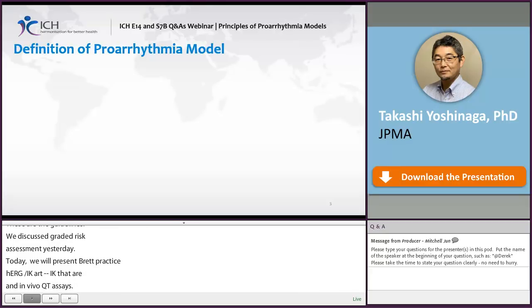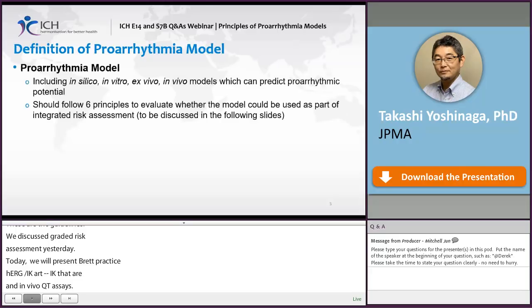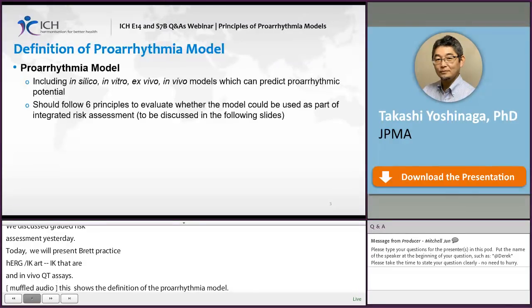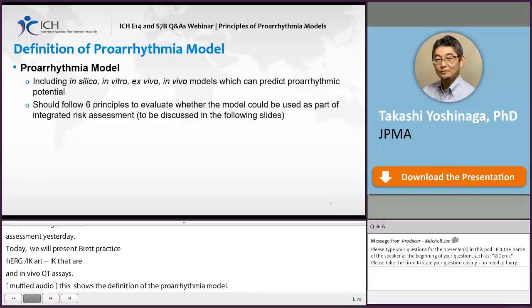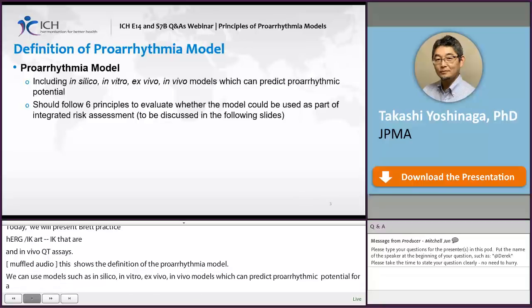This slide shows definition of proarrhythmia model. We can use proarrhythmia models such as in silico, in vitro, ex vivo, and in vivo models, which can predict proarrhythmic potential for drug candidate. And proarrhythmia models should follow 6 principles to evaluate whether the model could be used as part of integrated risk assessment.